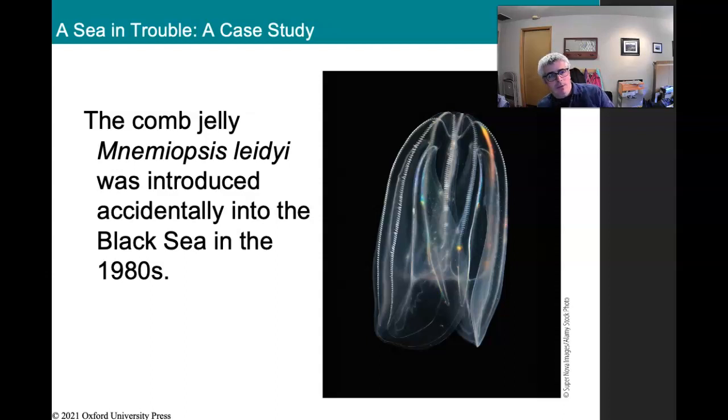The comb jelly Nimiopsis was introduced accidentally to the Black Sea in the 1980s, probably via ballast water on cargo ships, oil tankers, etc. They actually have giant tanks that they fill with seawater for ballast, and so these ships are designed to have a certain amount of weight in them. If they don't have that weight, then they're too buoyant and they tip over. So particularly if they don't have a lot of cargo, or that cargo's light, they'll fill these huge tanks in the bottom of the boat with seawater.